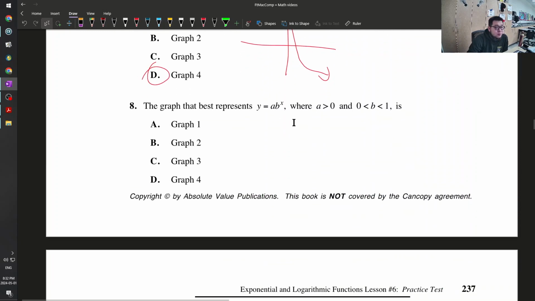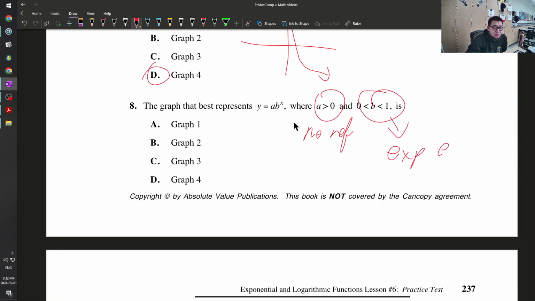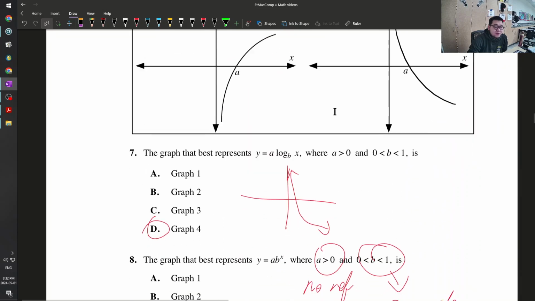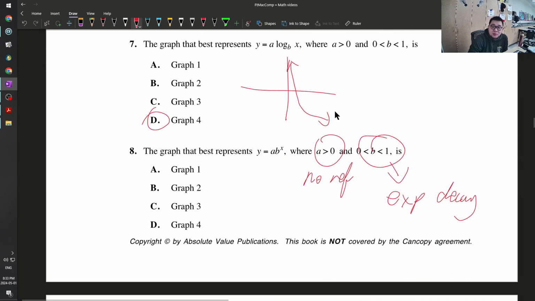The graph that best represents a times b to the power of x when a is greater than 0, so that means no reflection, and then b is between 0 and 1, that means it is an exponential decay. So no reflection and exponential decay is going to be graph 2. So 8 is going to be B.